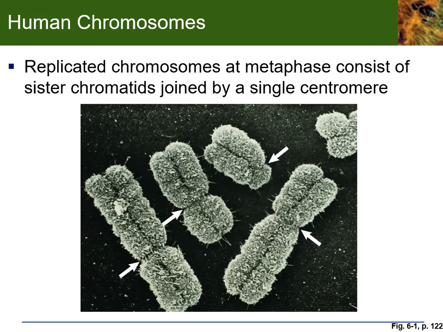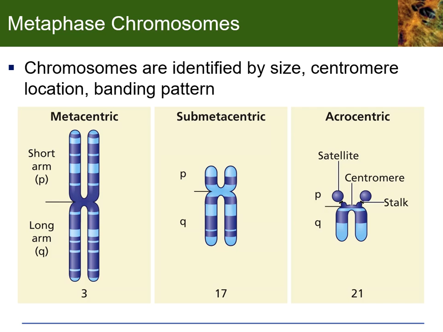Human chromosomes. Replicated chromosomes at metaphase consist of sister chromatids joined by a single centromere, where the arrows are. Metaphase chromosomes. Chromosomes are identified by size, centromere location, and banding pattern. You can see on the left you have the metacentric with the centromere in the middle, submetacentric with the centromere closer to one end than the other, and then acrocentric where the centromere is located almost at one end.